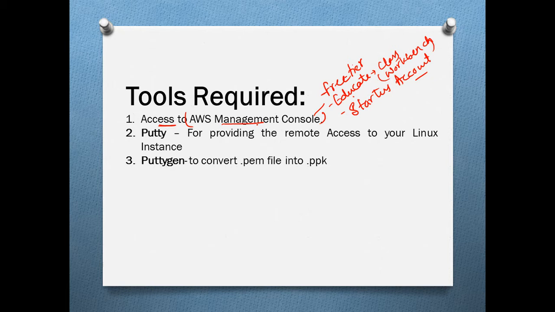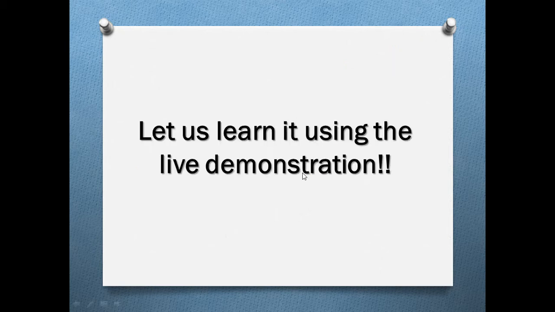After accessing that, you also need to have the PuTTY tool installed on your local machine, as well as the PuTTYgen tool. PuTTY is for providing the remote access to your Linux instance, and PuTTYgen we will use to convert the extension of the private key from PEM to PPK. So let's dive into the management console in order to gain more insight into the things.